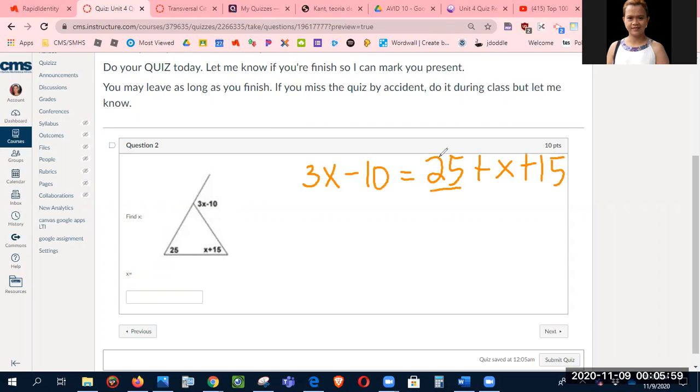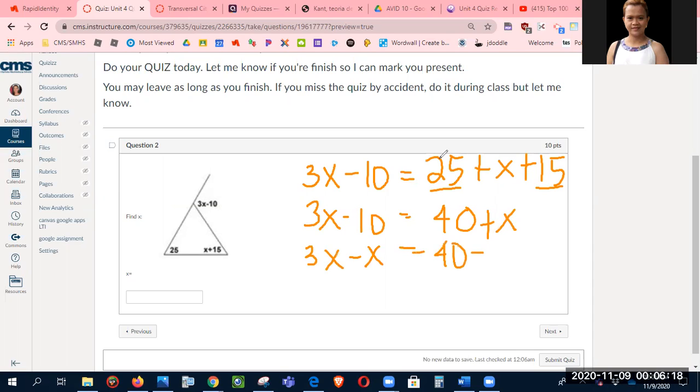So therefore, I'm going to add these two. That would become 3x minus 10 equals 40 plus x. Then combining terms, we have 3x minus x and 40 plus 10. So that becomes 2x is equal to 50, and that's why x is equal to 25. If x is 25, that's the answer, because we are asked to find x only.